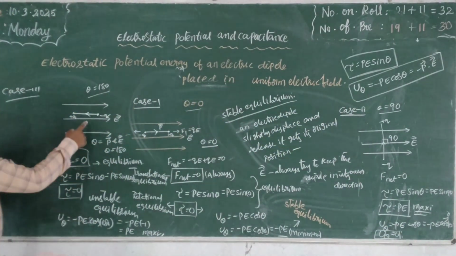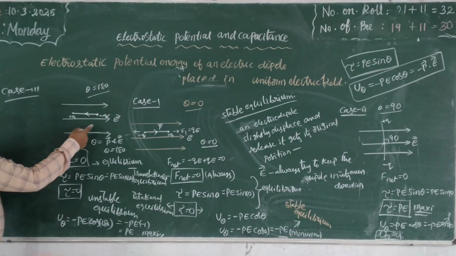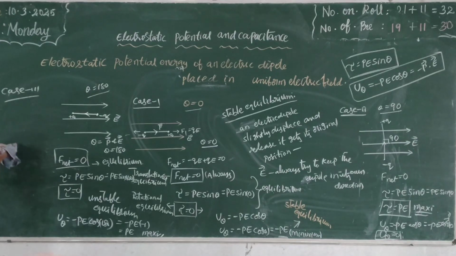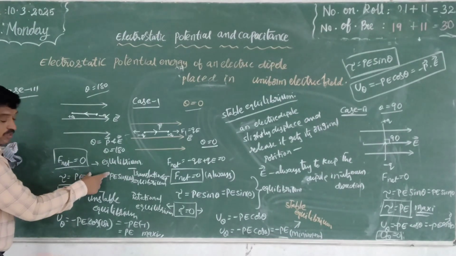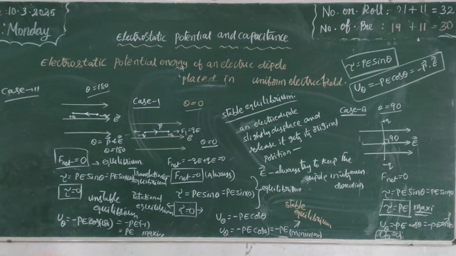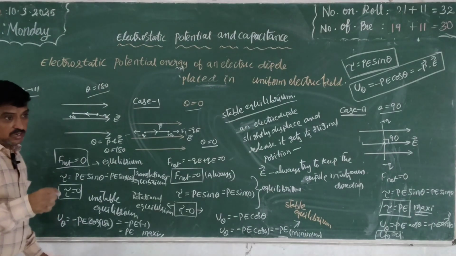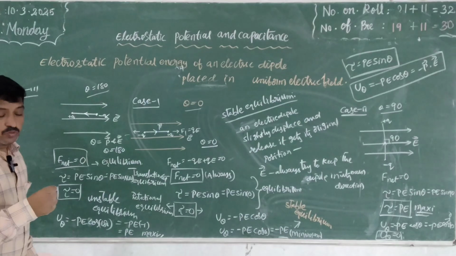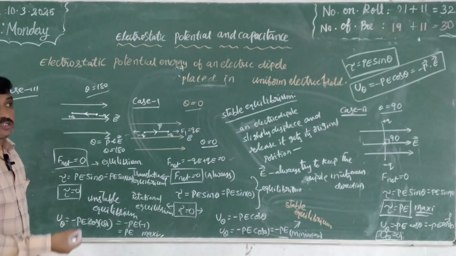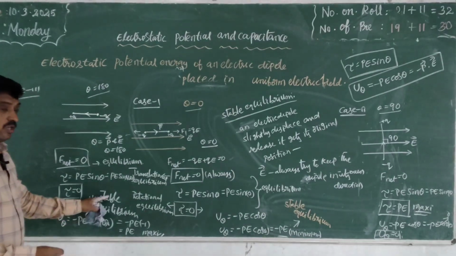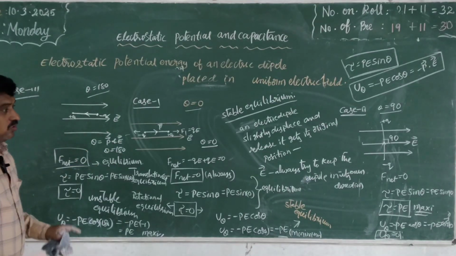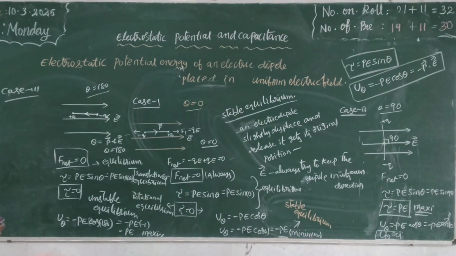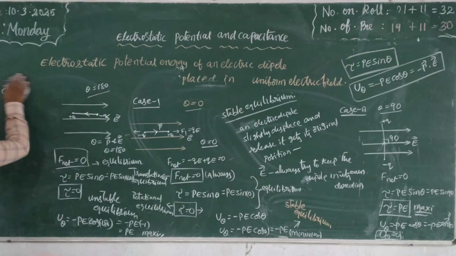In this case, the electric dipole is placed against the electric field. So what is the angle between them now? Here 180 degrees. In that case F net equal to 0, net torque equal to 0. We can say equilibrium. What type of equilibrium now? Unstable equilibrium. Unstable equilibrium means if an electric dipole is slightly displaced from its original position, after releasing it, it does not get its original position. In that case, what is the potential energy now? The electric dipole has maximum potential energy. So these are the three special cases for the electrostatic potential energy of an electric dipole placed in a uniform electric field.